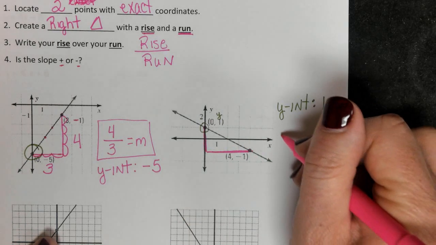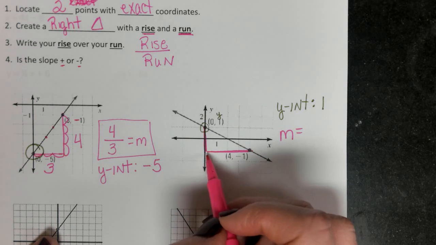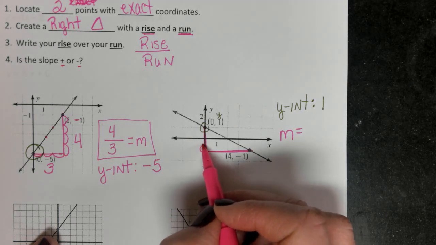Okay. And so now we've drawn our right triangle, so let's count it. And I apologize for the lines. 1.